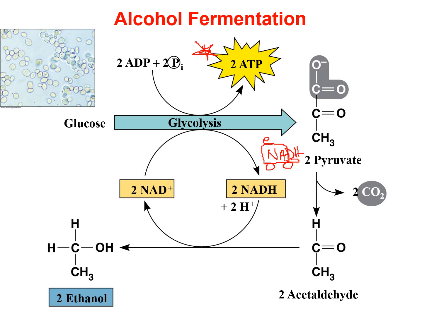Fill that one up. And then the organic molecule that we're going to dump the electrons onto, instead of dumping it onto pyruvate, the yeast just take one more step. They just take the pyruvate and they just chop off a carbon, and that carbon becomes carbon dioxide.